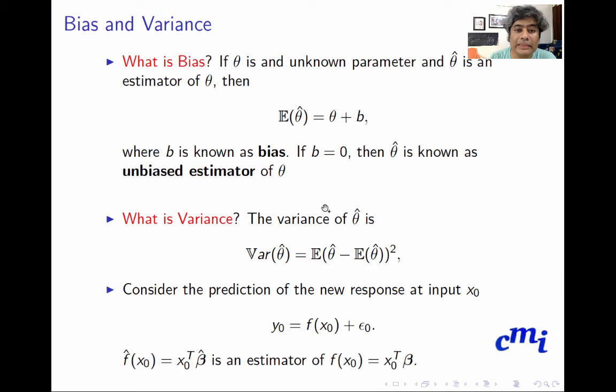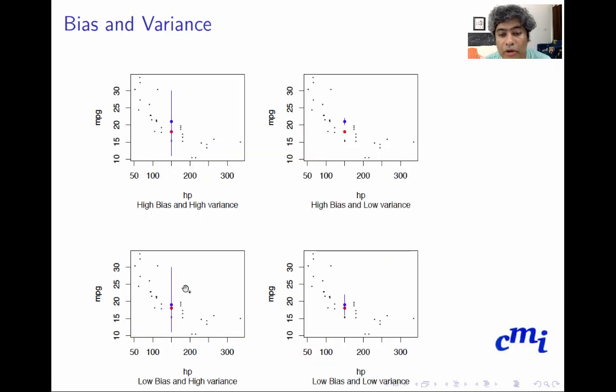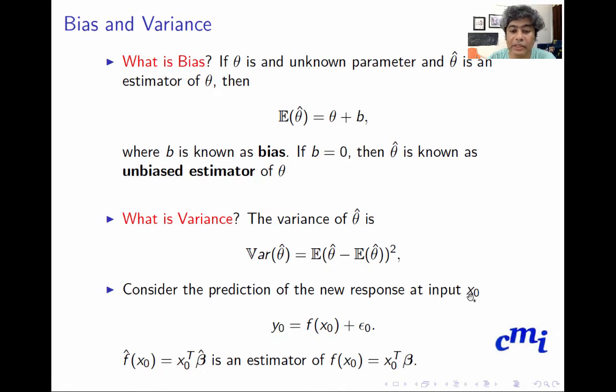Now what is variance? Variance of theta hat is basically expected value of theta hat minus expected value of theta hat, squared. Now consider the prediction of a new response at x naught, say y naught equal to f of x naught plus epsilon naught. So you want to estimate f of x naught. That is what we are trying. How are you estimating f of x naught? Your estimator of f of x naught is x naught transpose beta hat. We can say that x naught transpose beta hat is an estimator of x naught transpose beta. Beta is an unknown parameter, x naught is known.